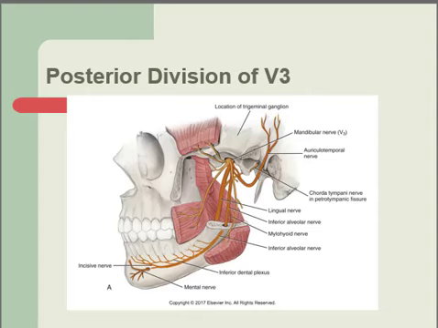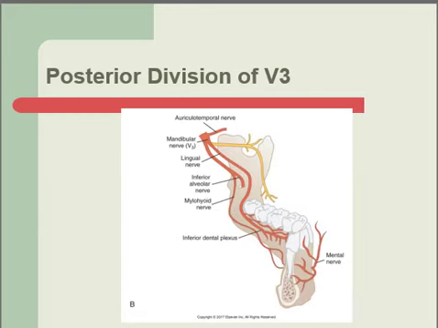And now we're going to be looking at the larger posterior division, with the 3 sensory branches to the tongue, TMJ, and mandibular teeth, and then the 1 motor branch to those suprahyoid muscles, the mylohyoid and the anterior belly of the digastric muscle.